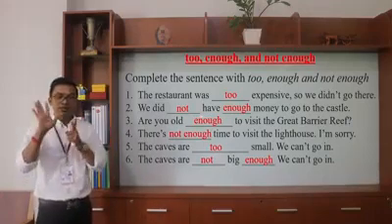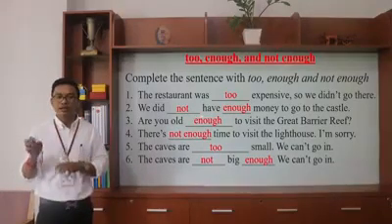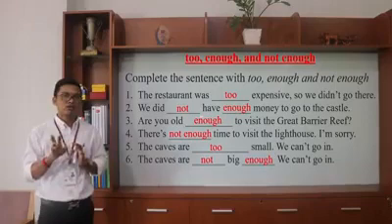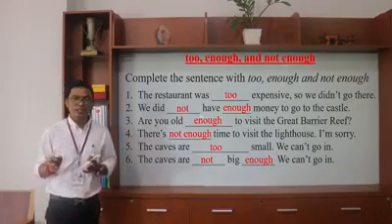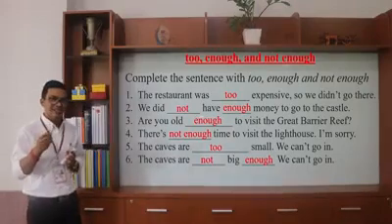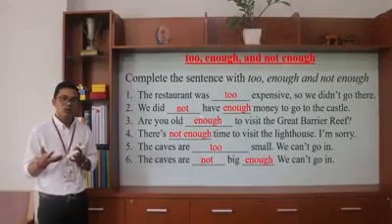And then number 6, the caves are blah blah big, we can't go in as well. So you see the 2 spaces here provided, so you have to use not enough, so that we cannot go in. Right, so at least I review and remind you of all the 7 rules that we have learned.